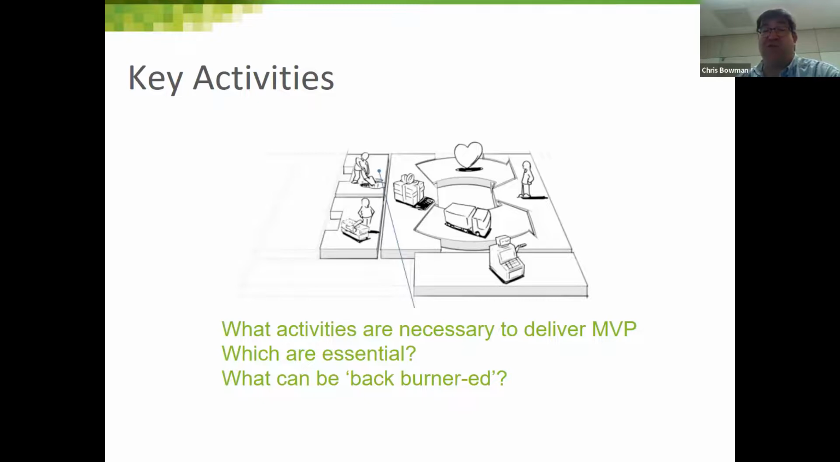So what are those key activities that I need to do? If I know I'm running out of money in 2 months, then my key activity is to raise more money immediately, and it needs to be a priority, because in 2 months I don't have a business anymore, because I've run out of resources to keep the doors open.